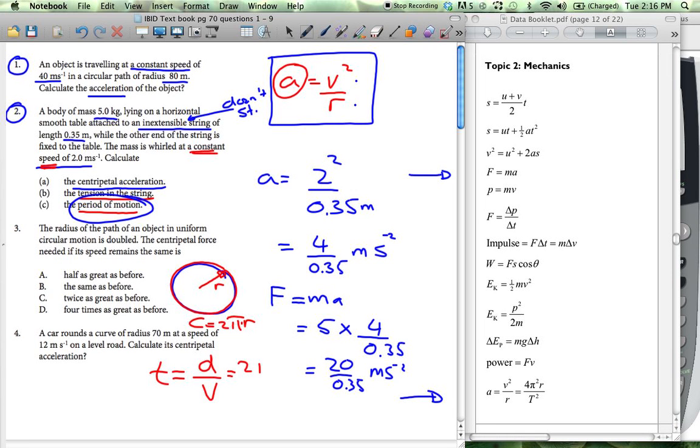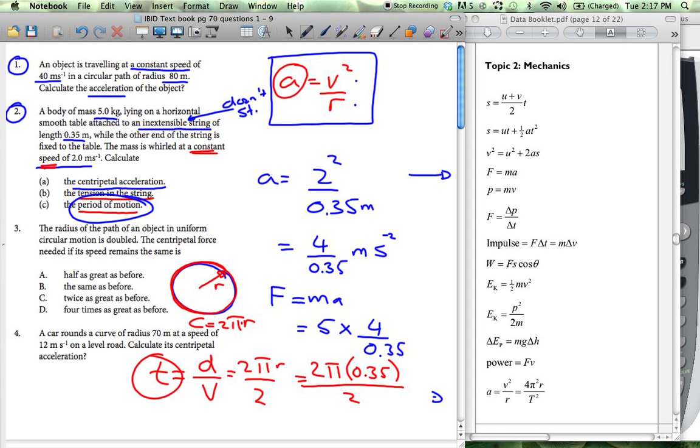This is equal to 2 pi r as your distance, the total distance all the way around the circle, and your velocity is given over here, so that's going to be 2 meters per second. So it's going to be 2 pi r over 2. We are told that r is 0.35, so we're going to get 2 pi times 0.35 divided by 2, which will give us our time, and that will be the period, because the period is the time taken for one complete oscillation.